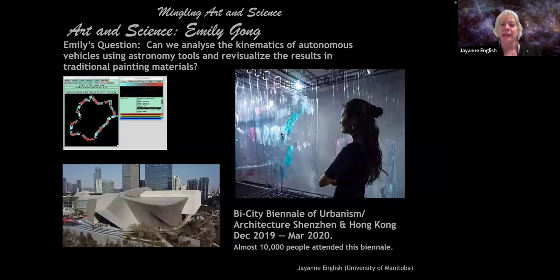Well, Emily kept it in three dimensions and she wanted to paint. So she painted on transparent layers that she stacked up in a small room-sized structure. So it was very large. This showed at the Bi-City Biennale of Urbanism and Architecture, which was held in this museum. It was to be about Shenzhen and Hong Kong, and this is in Shenzhen. And this is great exposure for astronomy because almost 10,000 people attended this Biennale.